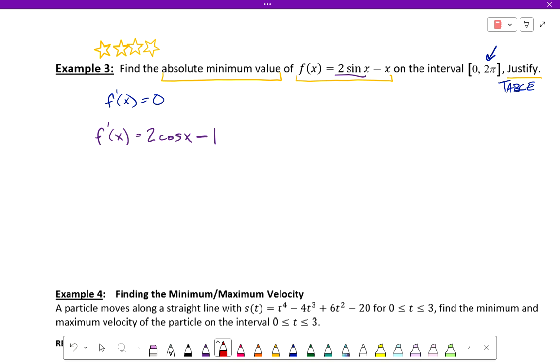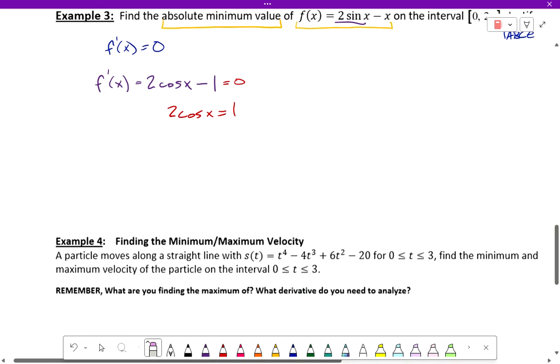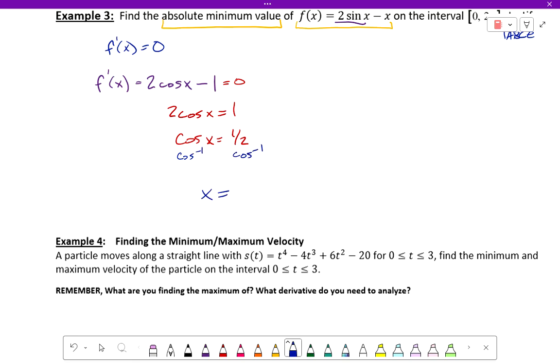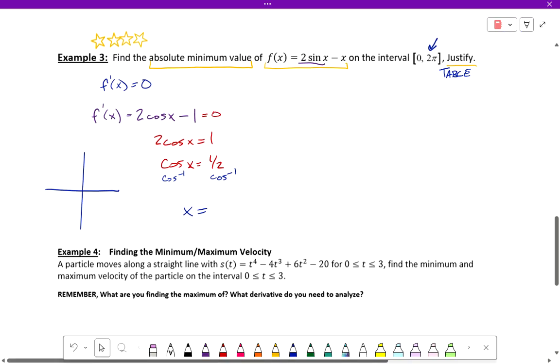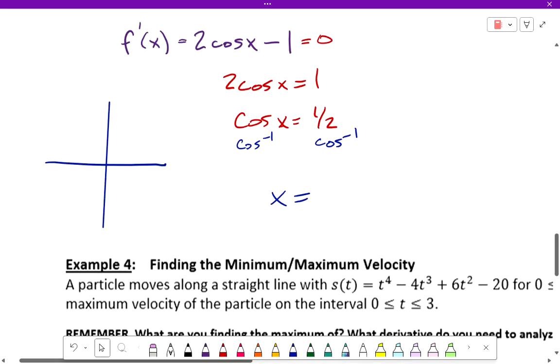I want to know when that is equal to 0, so I'm going to set it equal to 0 and solve. So then I get 2 cosine x is equal to 1, so cosine x is equal to 1/2. Technically, to solve here, I'm thinking inverse cosine, and that might be weird to you. In other words, you are thinking about where on my unit circle, specifically because they said from 0 to 2 pi, so I'm looking at the whole thing, is my x value going to be equal to 1/2?